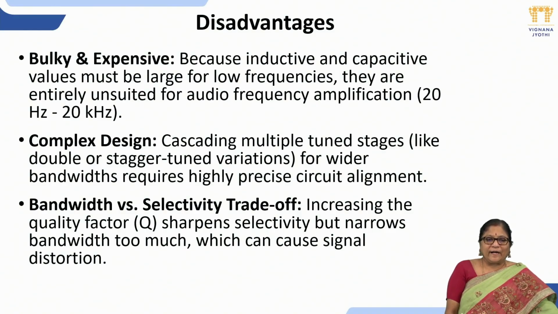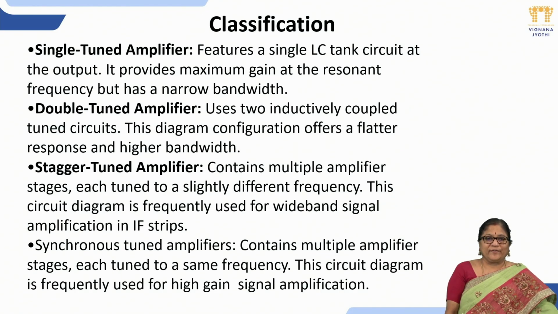Suppose you want more bandwidth, then selectivity will be less; the Q factor, quality factor, will be less, and the sharpness will be reduced. If the bandwidth is less, selectivity will be very good. So there should be a trade-off or a balance between these two, as we cannot achieve both at a time. This is one of the disadvantages of tuned amplifiers.